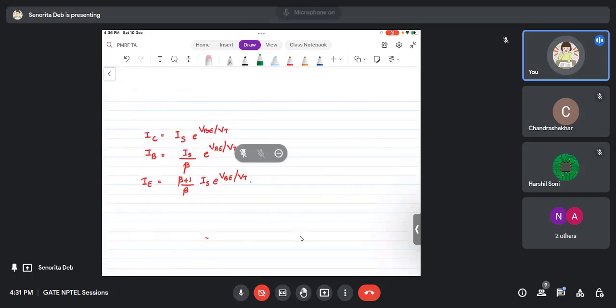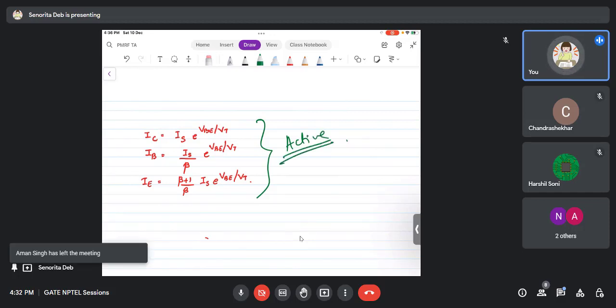So from here you see this relation. You can note down this relation which is valid for the active region of operation, right? IC we saw is equal to IS e to the power VBE by VT, and likewise IB will be IC by beta and IE will be IC plus IB, right?